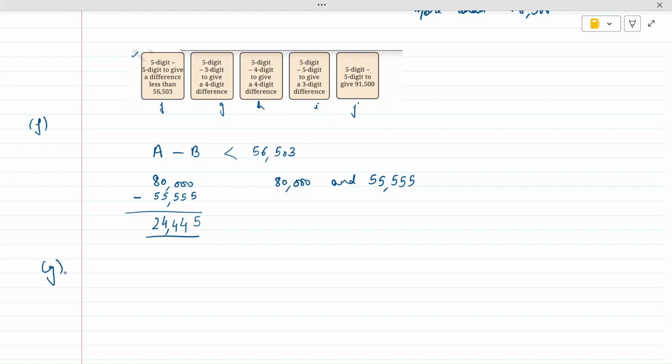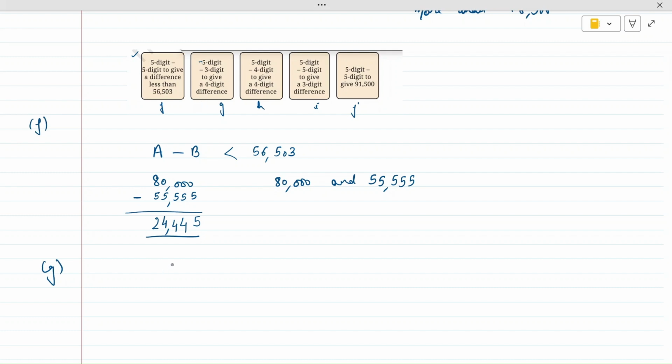Now coming to G part, it says we have to take one 5-digit number and subtract one 3-digit number from it, and it should give us a 4-digit difference. So kids, see, if we want a 4-digit difference from a 5-digit number, and the other number we are using for subtraction is a 3-digit number, that means here also we have to take some smaller number.